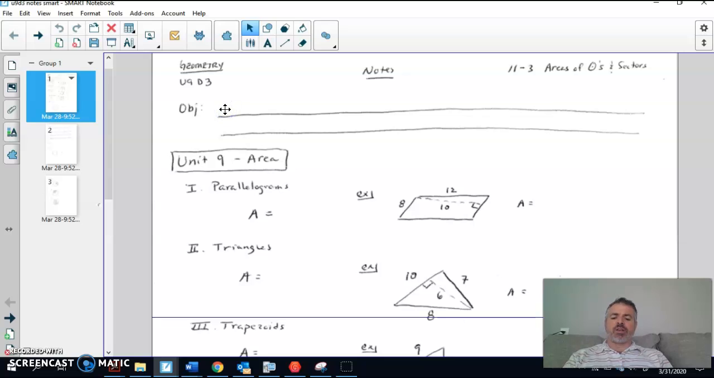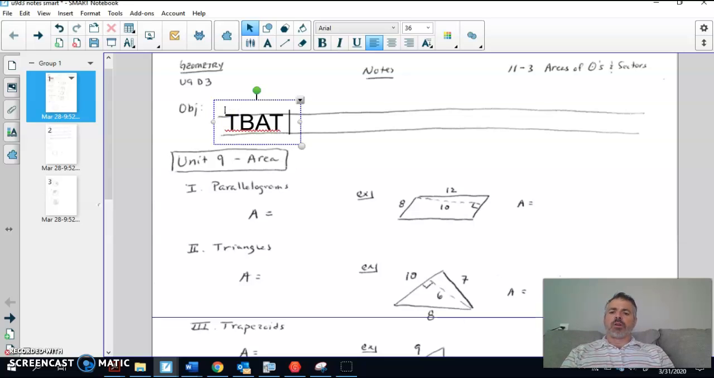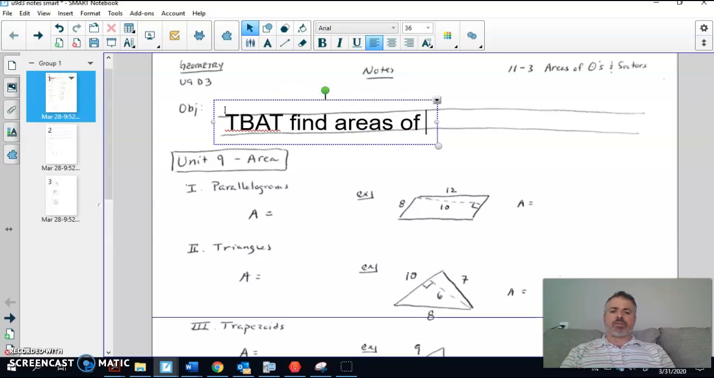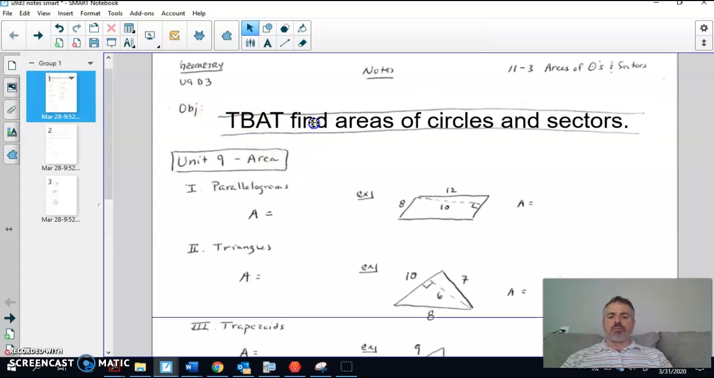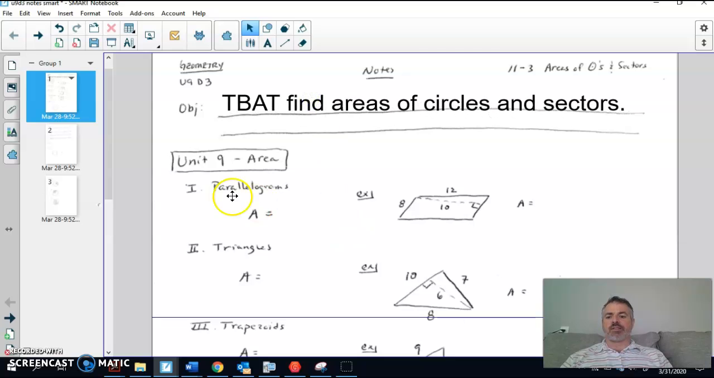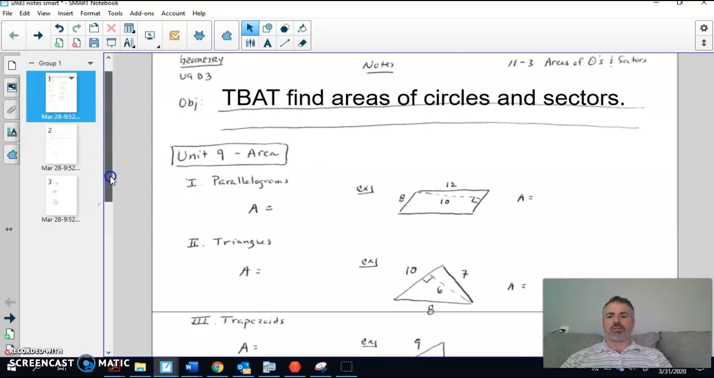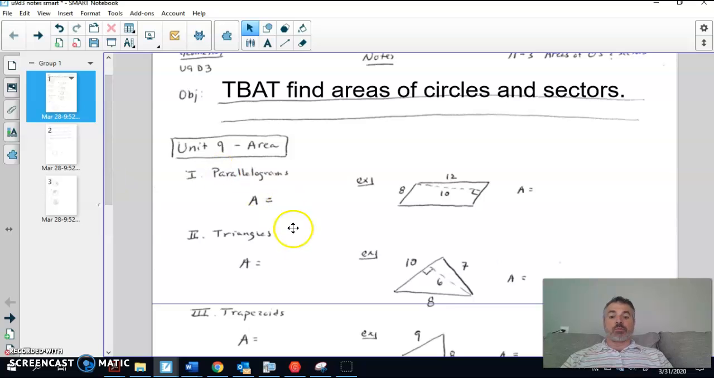Objective for the day is to be able to find areas of circles and sectors. So again, it's just a continuation of finding this two-dimensional space, or the amount of squares that fit inside these shapes. And the shapes we've looked at thus far, first one we started off with was parallelograms.